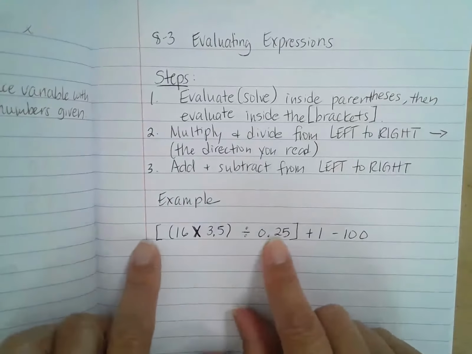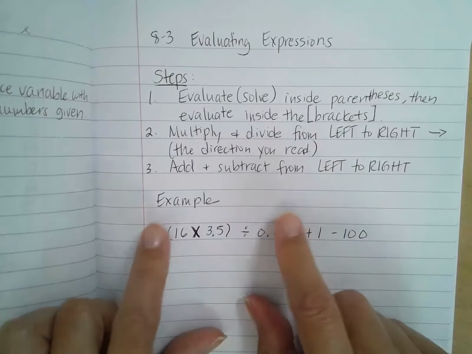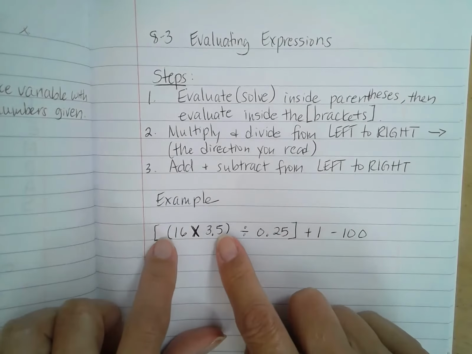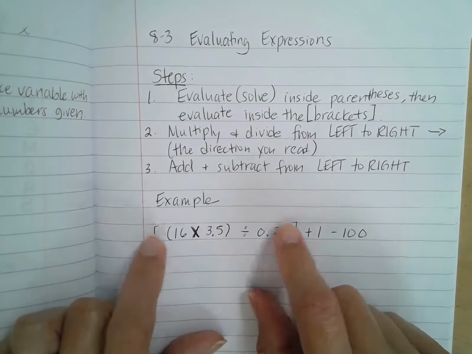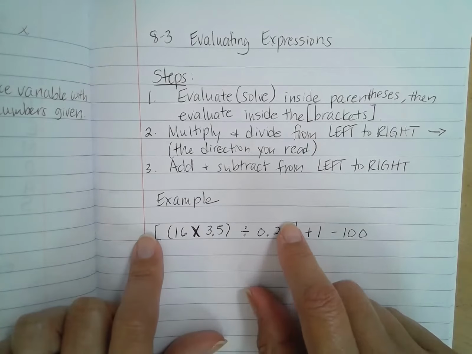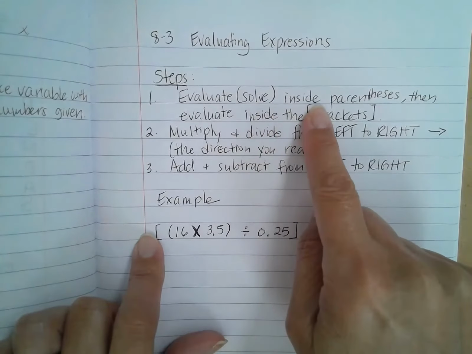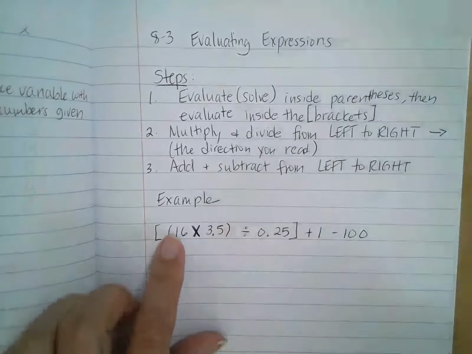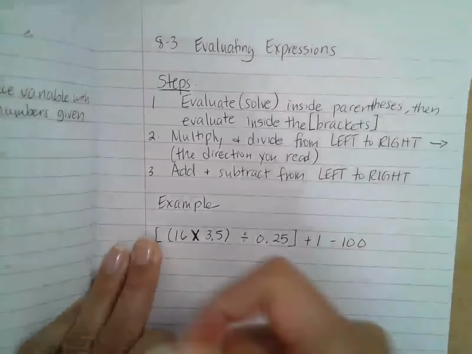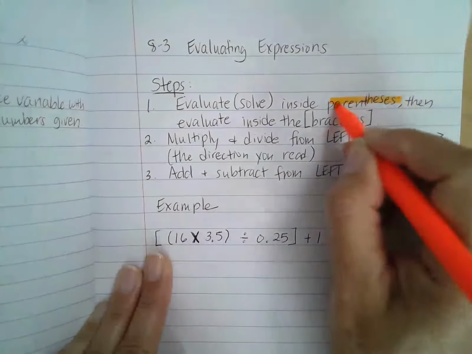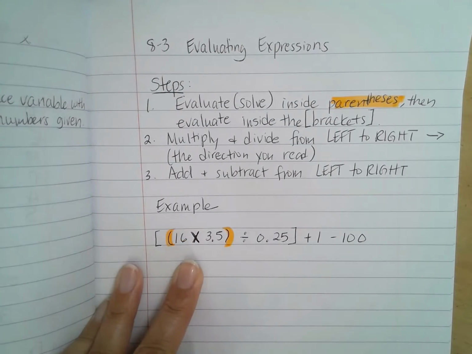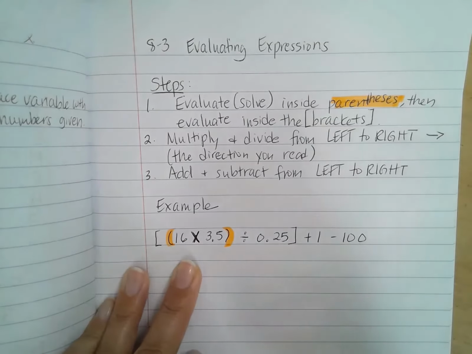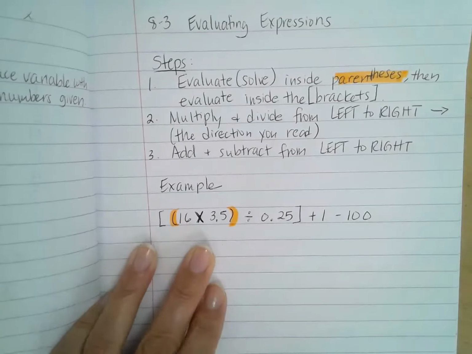Parentheses and brackets, the only difference is we have brackets so that we don't end up with two sets of parentheses. So that's really the only difference. It's still grouping. So you're first going to solve what's inside your parentheses. If I were to highlight this, inside of your parentheses, this is what I am going to evaluate or solve first. So it is 16 times 3.5.